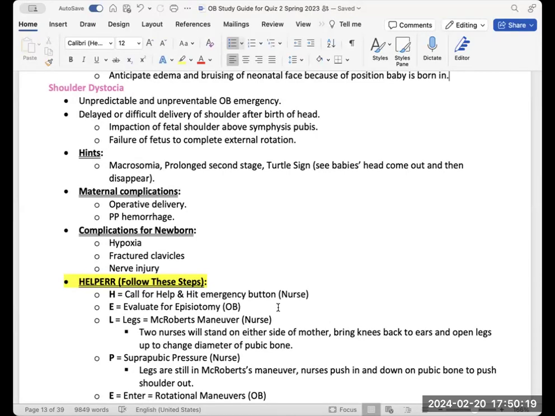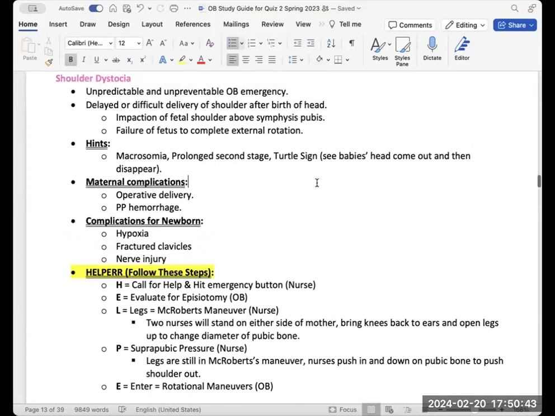This is a problem. Now, usually we'll see this in macrosomia or really big babies, and prolonged second stage. Also turtle sign, where we see the baby's head come out and then disappear. That could be a hint that this mother is having shoulder dystocia. I would know turtle sign for sure. Maternal complications, right?